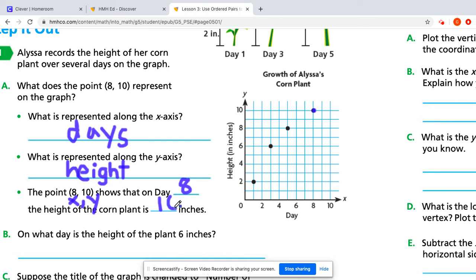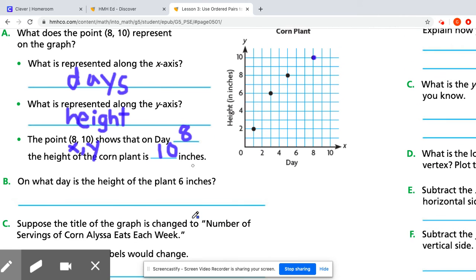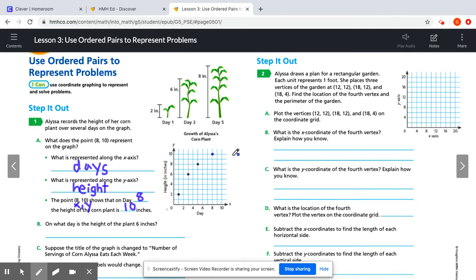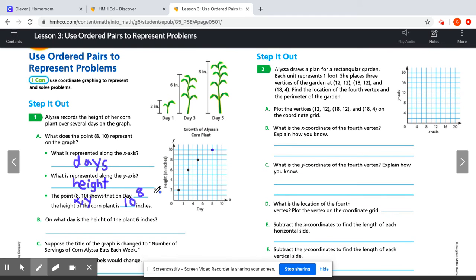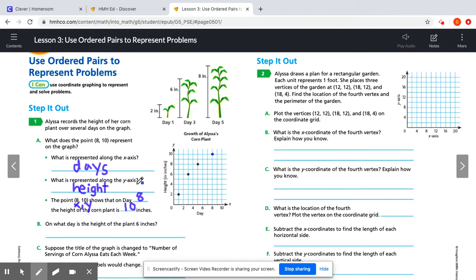Then we could look at this graph to double check. Yes, this is the point we have, (8, 10), and it shows me 8 days. It was 10 inches. And then go ahead and just finish answering those questions for the rest of that problem.